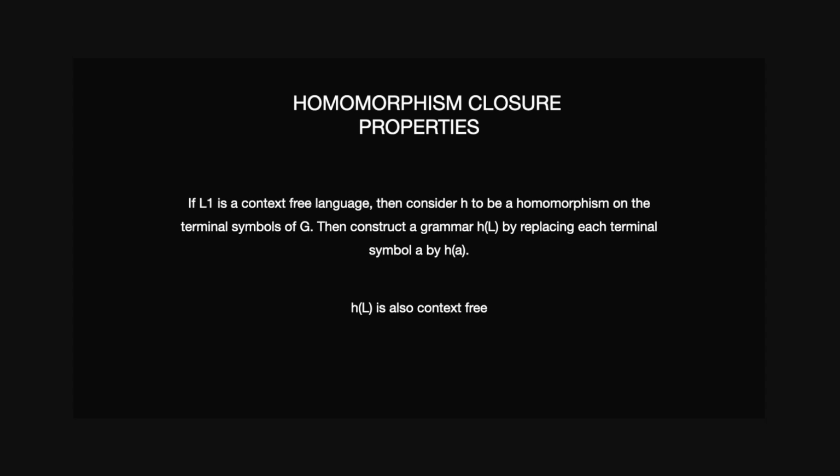So let's consider an example for homomorphism. G has a production S equal to 0S1 or 01. Now h is defined as h(0) equal to ab, and h(1) equal to epsilon. Now let's consider the grammar for h(L(G)), which has the productions S equal to abS or ab. So in other words, it is closed under homomorphism.